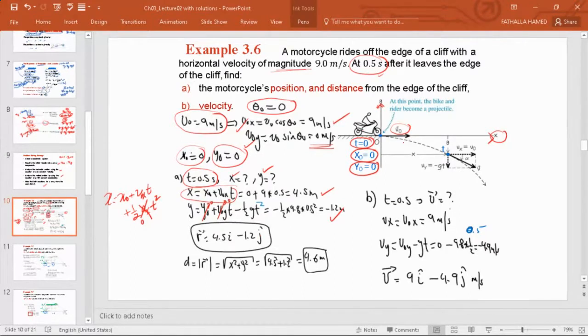If you want to get your distance, how far are you? Well, it will be the square root of x squared plus y squared. So the square root of 4.5 squared plus minus 1.2 squared, and that gives you 4.6. Now, when we want to look at the velocity, you know that the x component is not going to change. The vx is equal to v0x, which is equal to 9 meters per second. So it's going to stay the same.